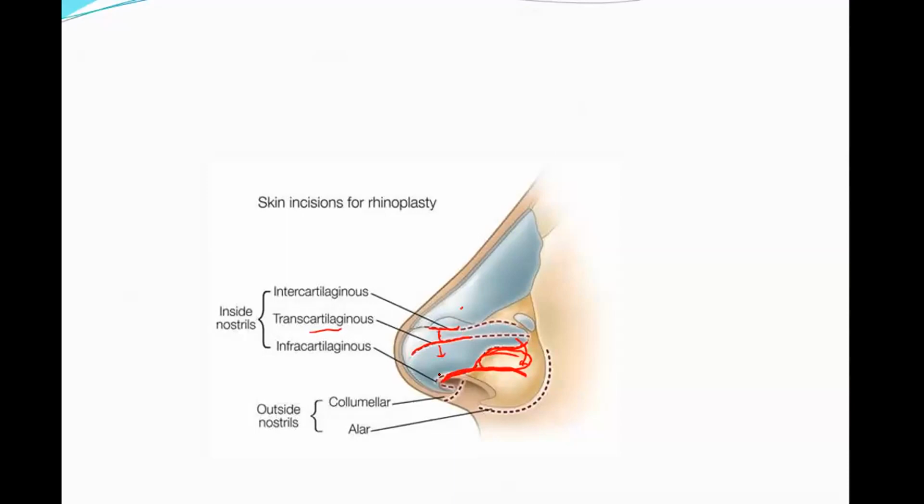Now this marginal incision is also part of the open rhinoplasty along with the transcolumnar incision. So you put a columnar incision, you have a vertical limb and a marginal incision to expose the entire framework. Additionally, outside the nostrils, you can have an alar incision for alar surgeries as well.